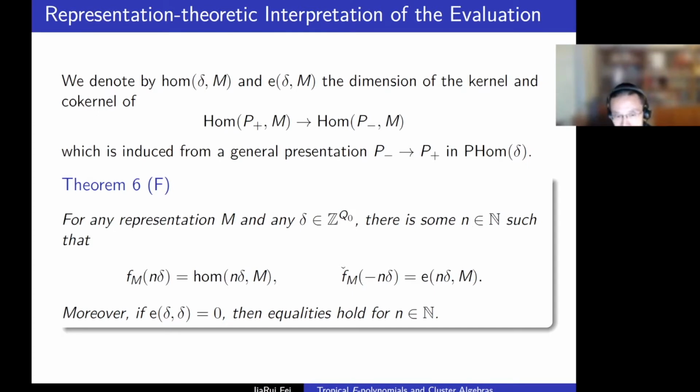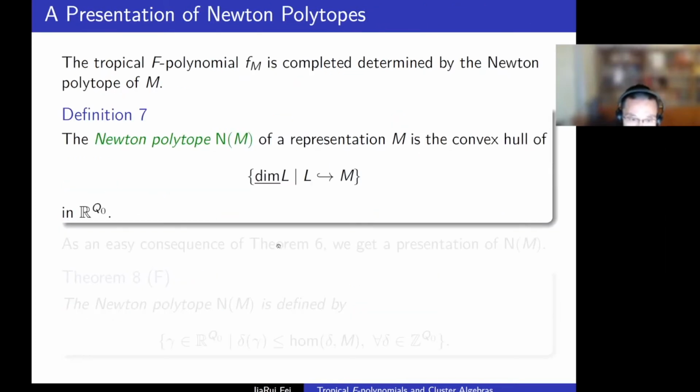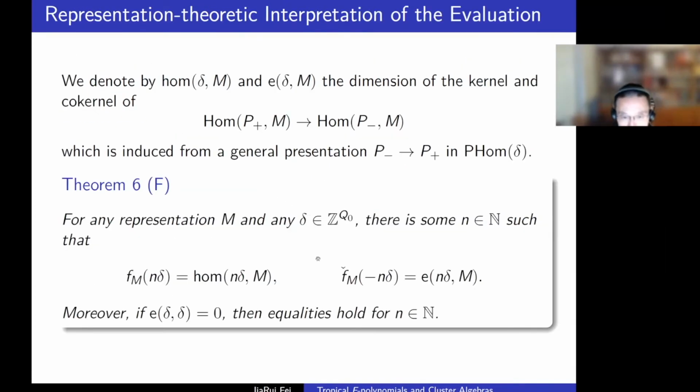But in some cases, one would expect this equation to hold for all n. For example, if we have this condition equal to 0, a special kind of set of delta vectors, then n can be taken to be any natural number. But if we focus on some special class of algebra, say the Jacobian algebra, the theorem can be greatly improved. I will do it later, but keep this formula in mind.